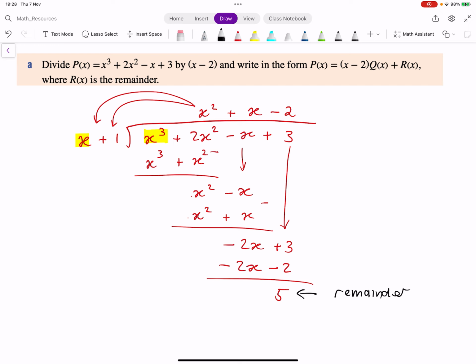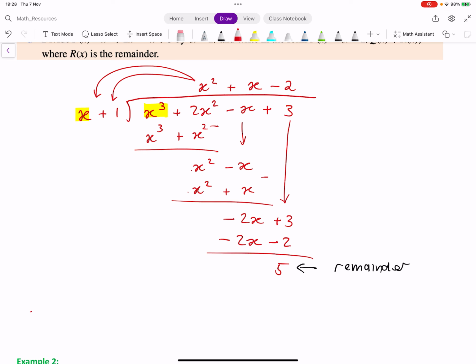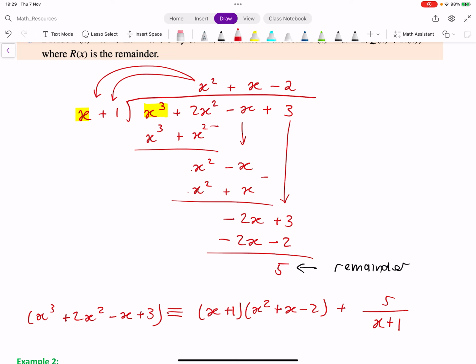Okay, and it says, express the polynomial in the form x plus 1 times q of x plus r of x. So what we've just figured out is that x cubed plus 2x squared minus x plus 3. Now we're not going to say equals, because equals implies that we're solving an equation. We're going to say is congruent to x plus 1 times x squared plus x minus 2. That's what that is telling me. x plus 1 is a factor of this when multiplied by x squared plus x minus 2, plus our remainder, but just like long division in primary school, it's the remainder over what we were dividing by.